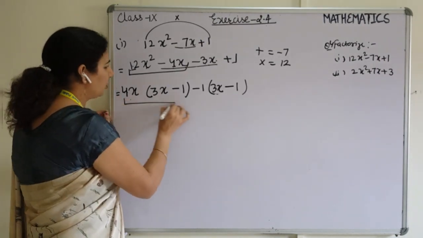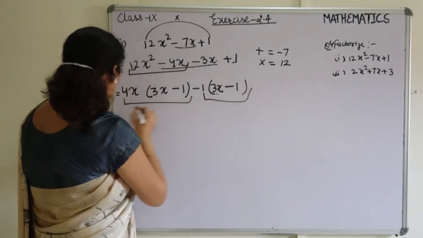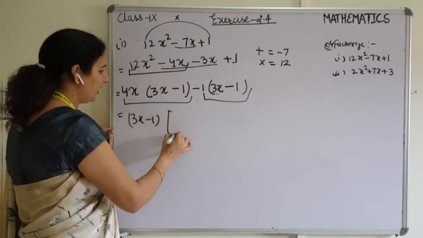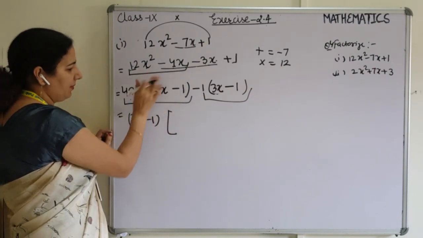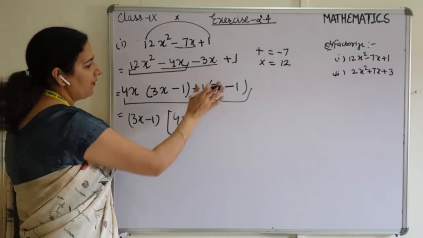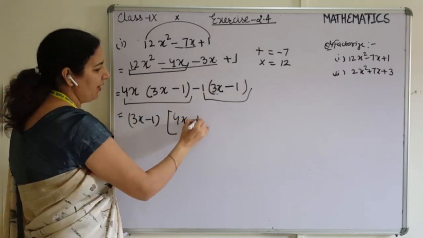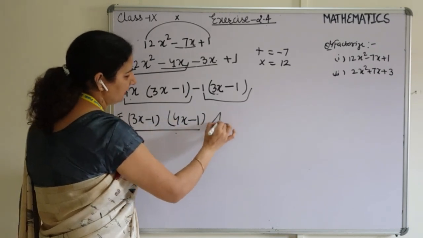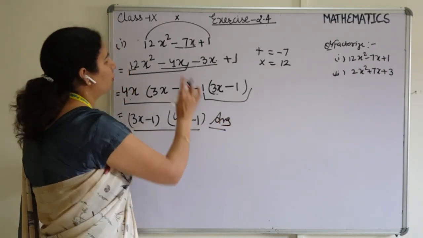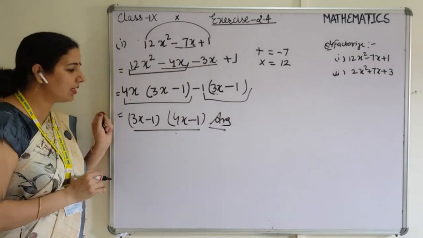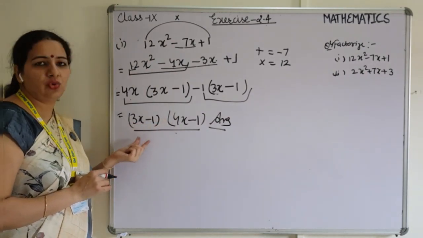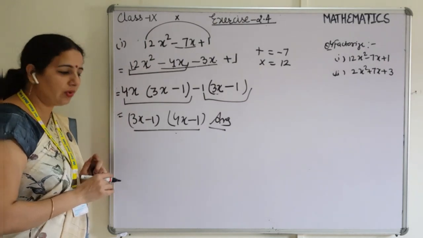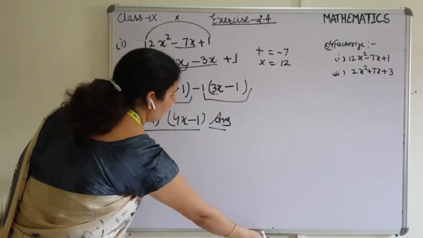Now from these two, what can I take common? I can take common 3x minus 1. So what is left? If I have taken this, what is left? 4x. If I had taken the other number common, what is left? Minus 1. So this will be the answer. These are the two factors of this polynomial. If you want to check your answer, you can multiply these two brackets. The answer will be the same. Fine students, so this is part number 1.